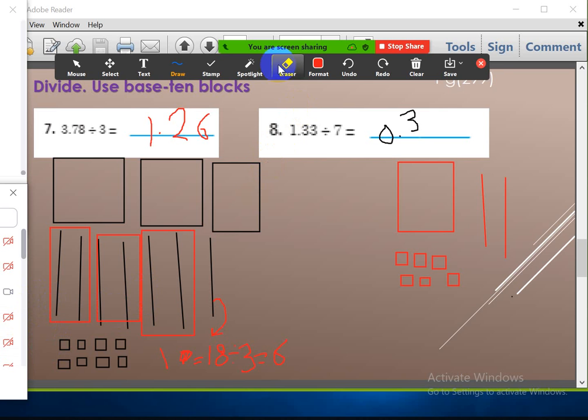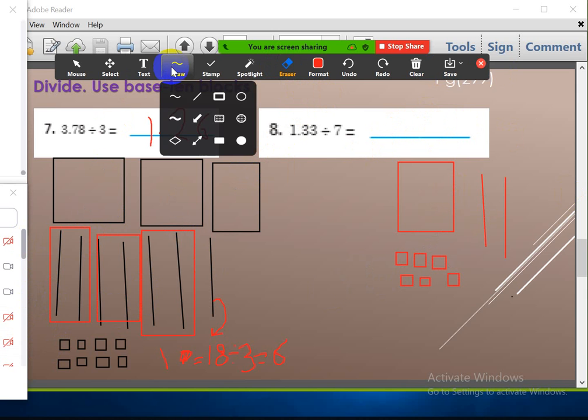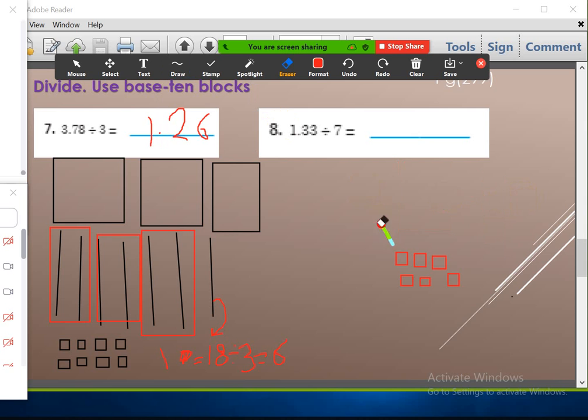So, what about number 8? Okay, girls, I will erase this model. Is that okay? What are you talking about on the flat? Please don't talk to each other, girls.